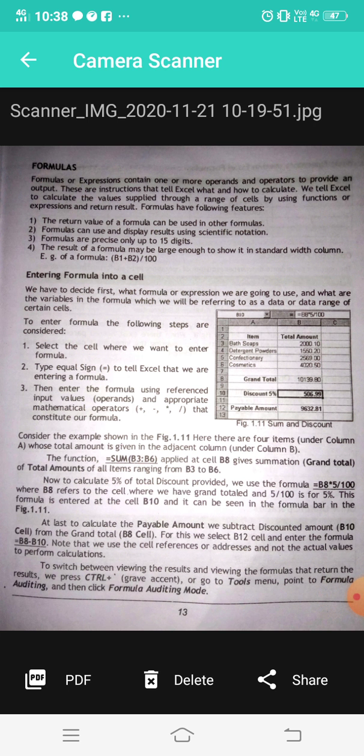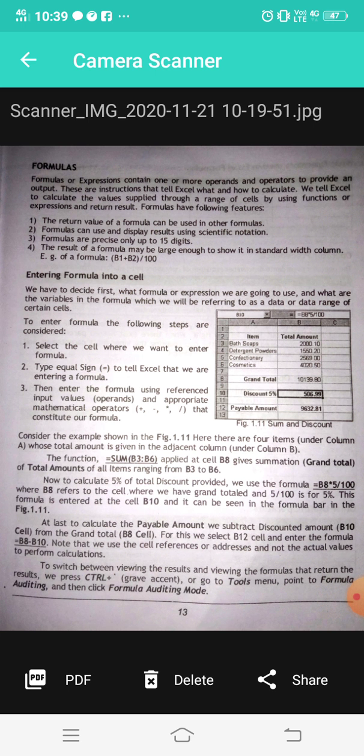Now let us see the example they have given. Consider the example shown in figure 1.11. We can see the table they have given in the figure, with sum and discount. There are column A and column B. Column A contains the list of items, and column B contains the amount. So we are making a list of items and their prices. We have made a grand total, a discount of 5%, and after the discount the payable amount is also displayed.